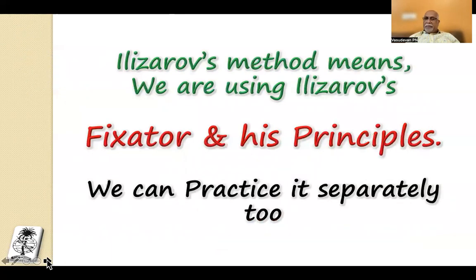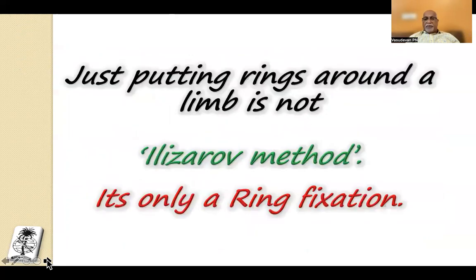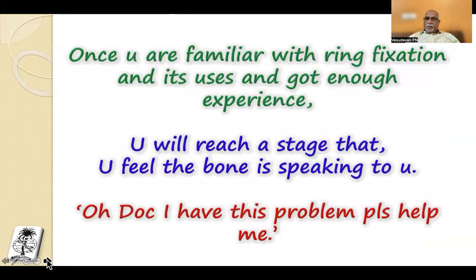So Ilizarov method means we are using Ilizarov's fixator and his principles. So we can practice it separately also, because this principle can be used for many other purposes, and the fixator also can be used for many purposes. And always remember, just putting rings around a limb without Ilizarov's principle is not an Ilizarov method. It's only a ring fixation.